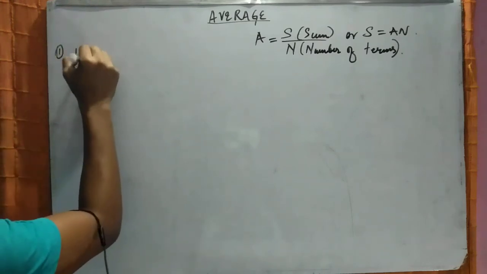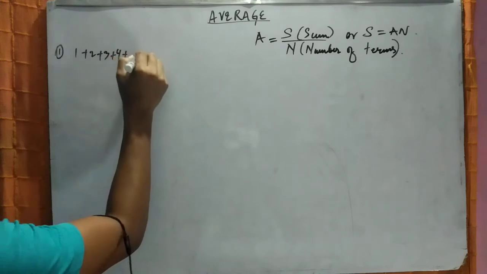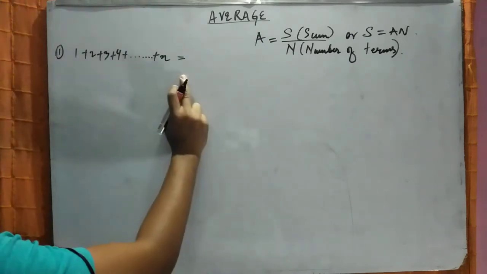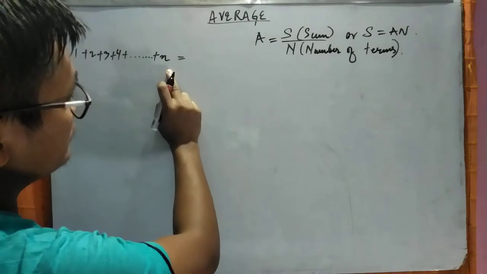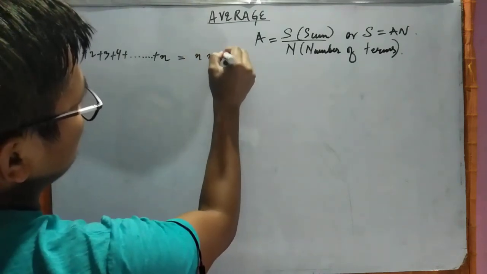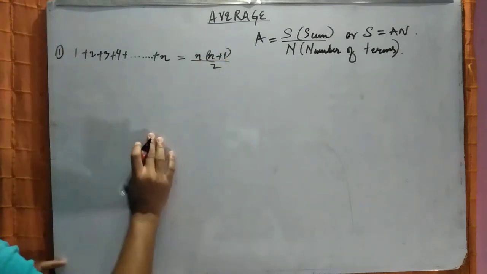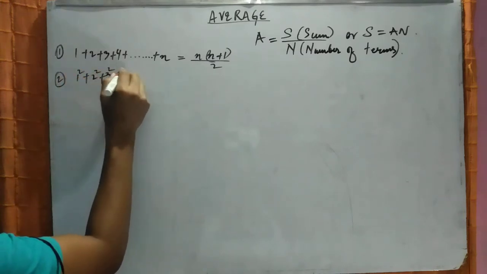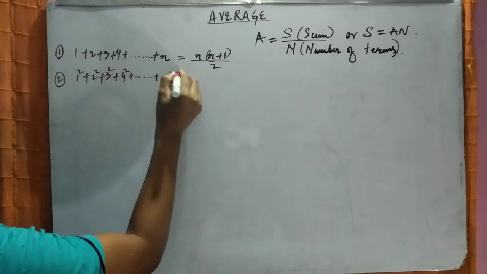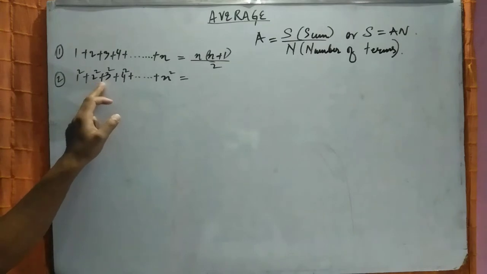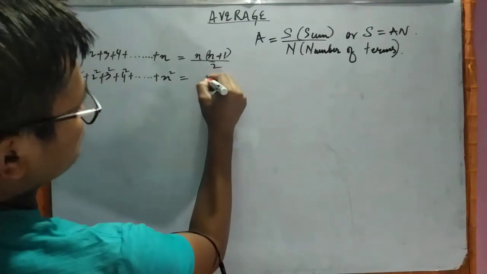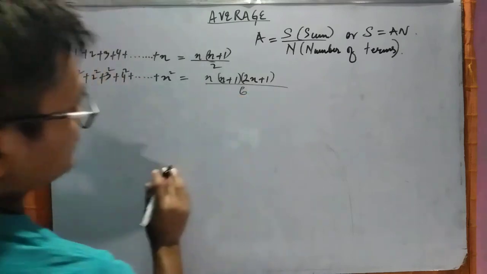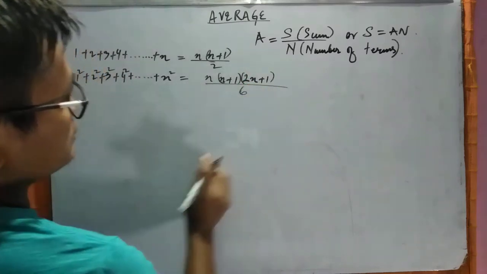Natural number up to n. N can be any number. A formula if I have. Sum of squares of n natural numbers, it is n plus 1, twice n plus 1 divided by 6.